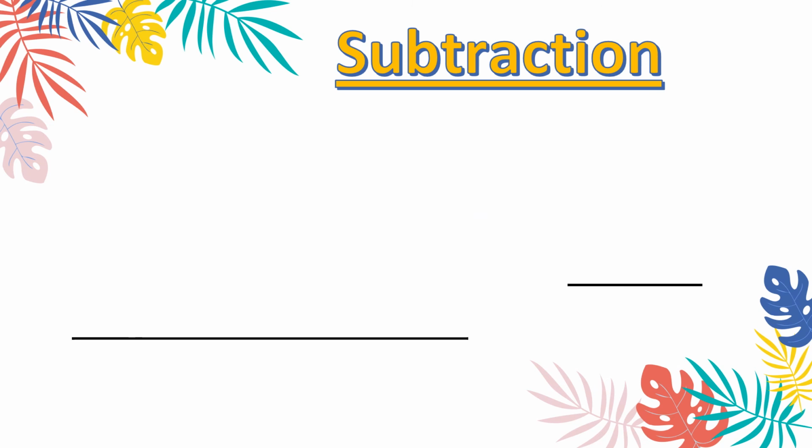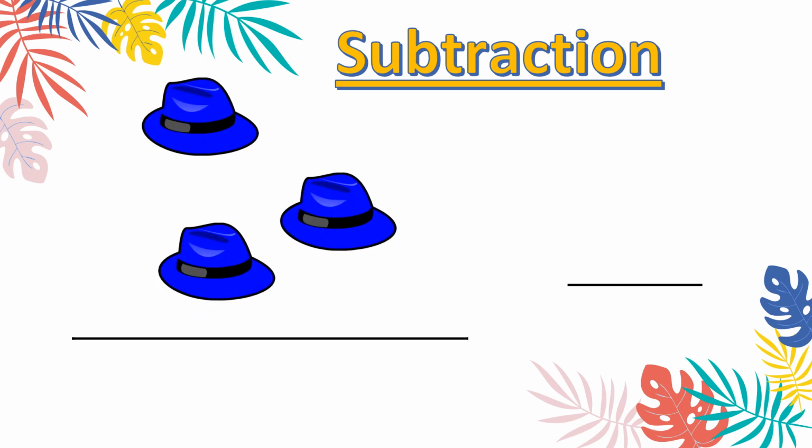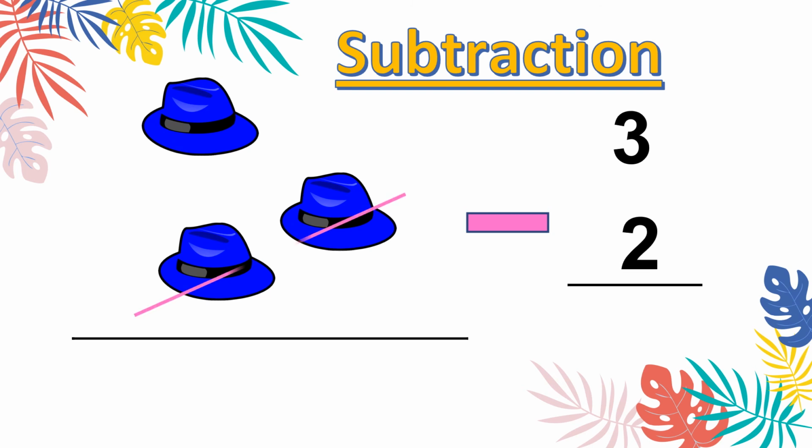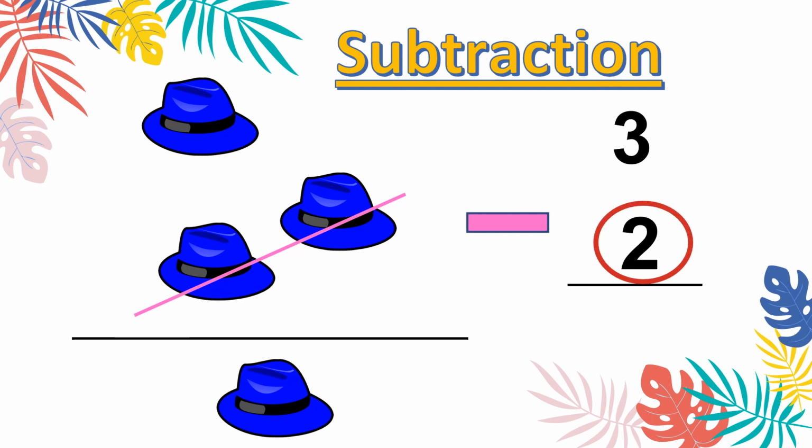Let's complete. If we have here 1, 2, 3 hats minus 2. It means I will take 2 out. So how many hats remain? Just 1. Okay, we have here 3 minus 2. Circle the smallest number, 2. Count after 2 to stop at 3. After 2, 3. How many fingers do you have now? 1. So the difference is 1.